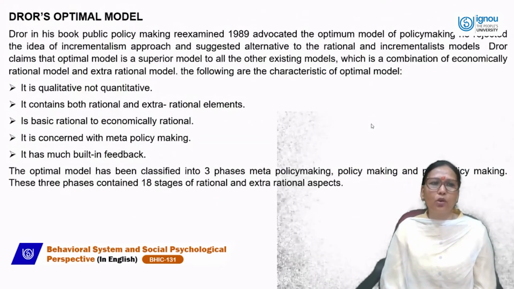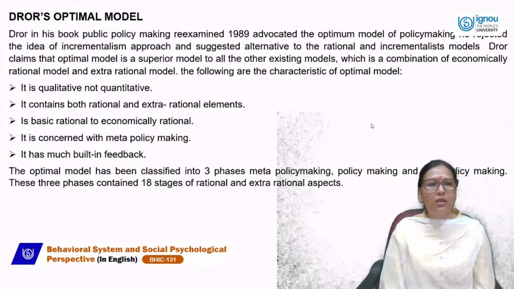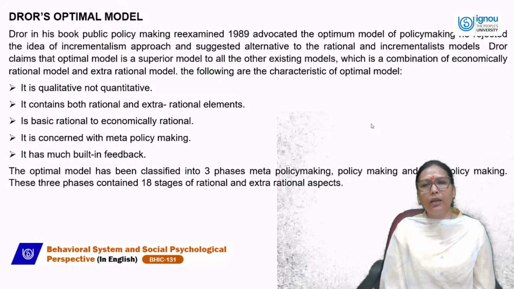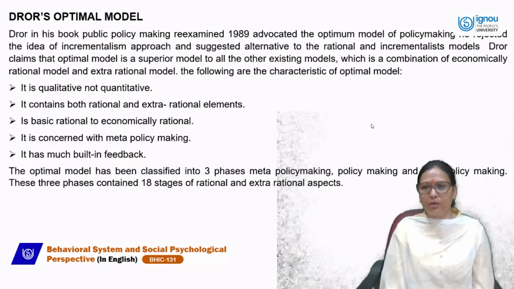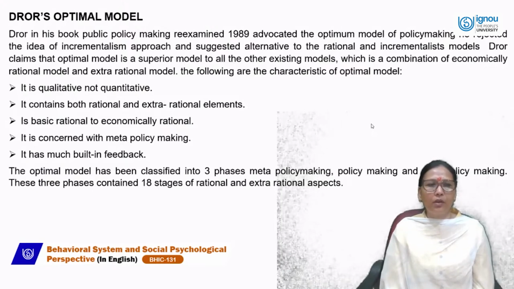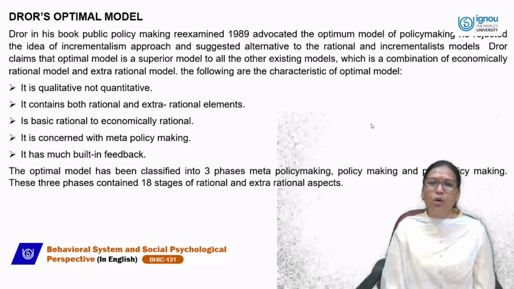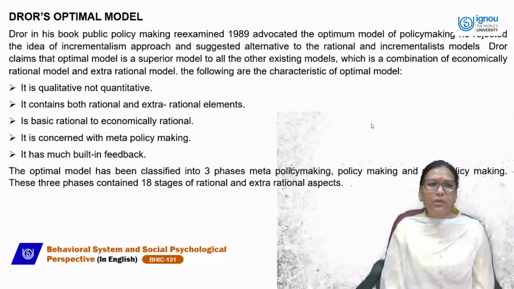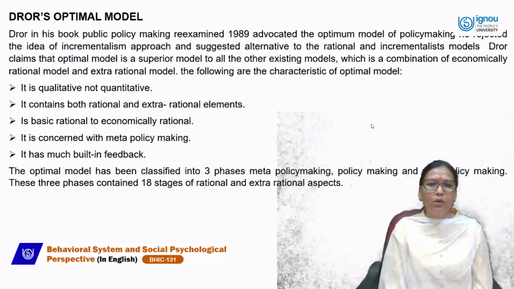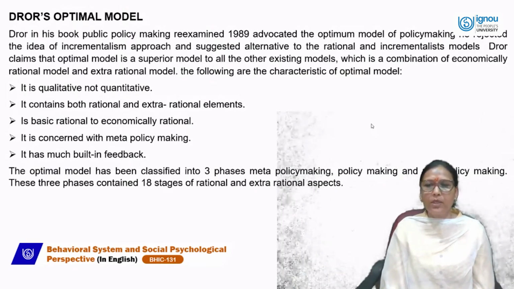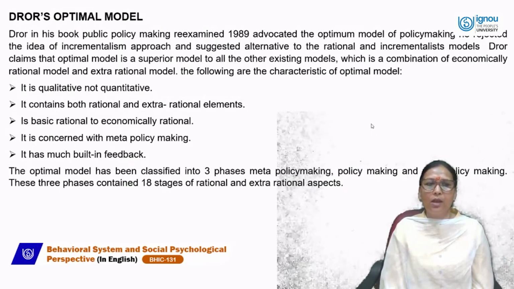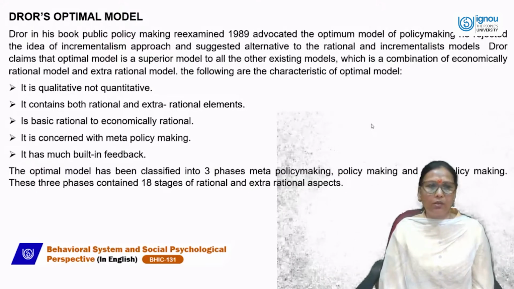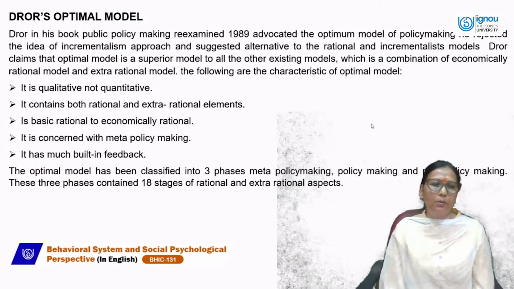Next model was Dror's optimal model. Now, Dror, in his book Public Policymaking Reexamined, 1989, advocated the optimum model of policy making. He rejected the incrementalist approach and suggested an alternative to the rational and incrementalist models. Dror claims that the optimal model is superior to all the other existing models, being a combination of the economically rational model and the extra-rational model. The following were the characteristics of the optimum model, by Dror's optimal model.